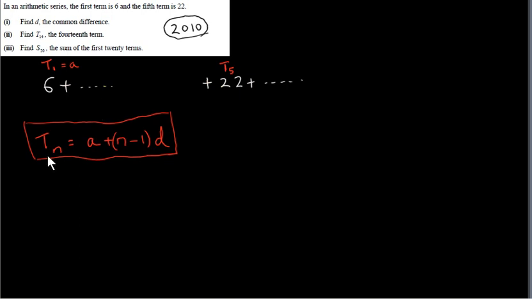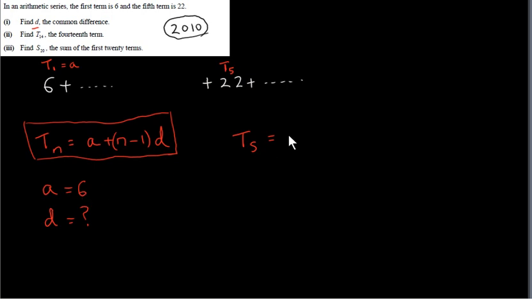So how could we do it? Well, one way we could do it is to write down Tn, the nth term of any arithmetic series. We know what A is. A is equal to 6. We don't know what D is. In question 1 we have to find D. However, we do know that T5 is 22. T5 is equal to 22, and we can use our formula.